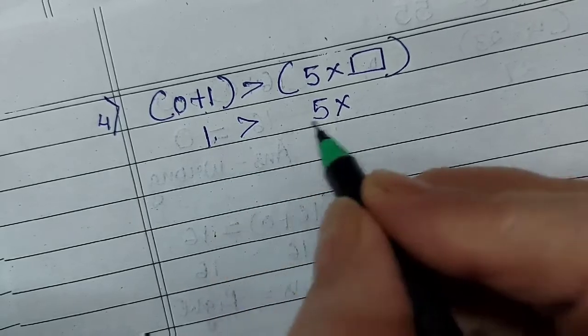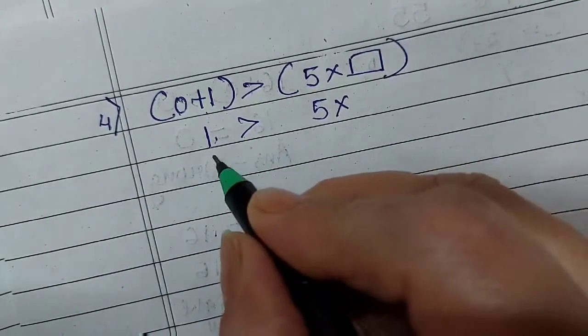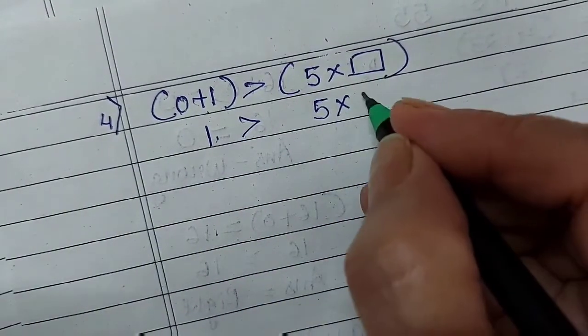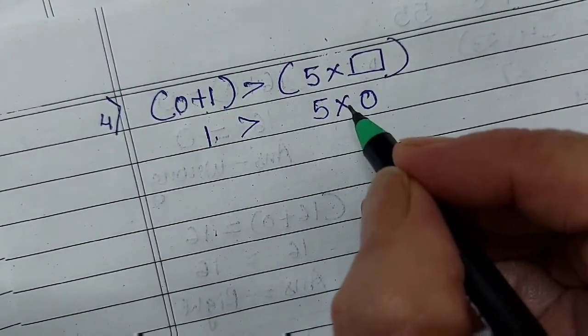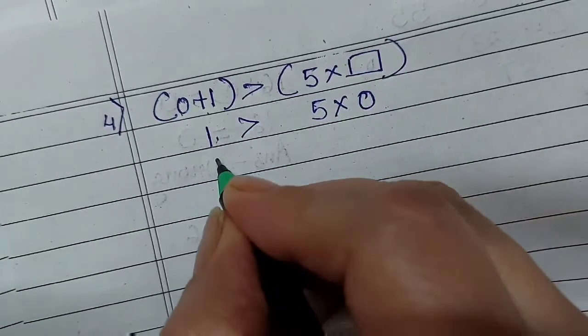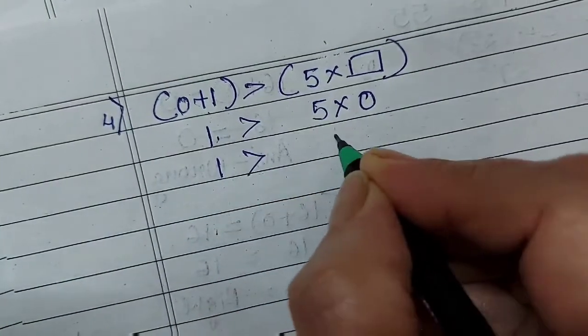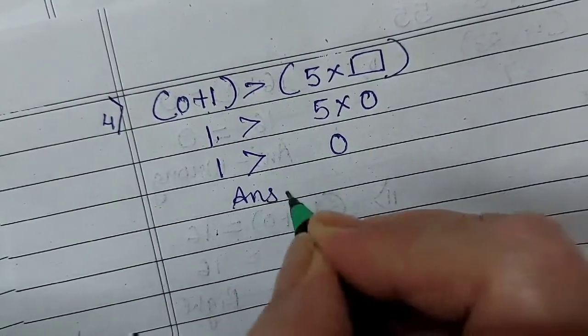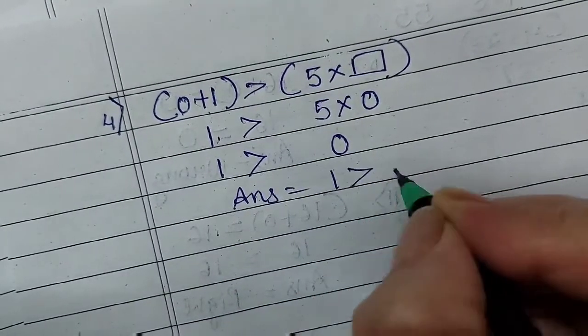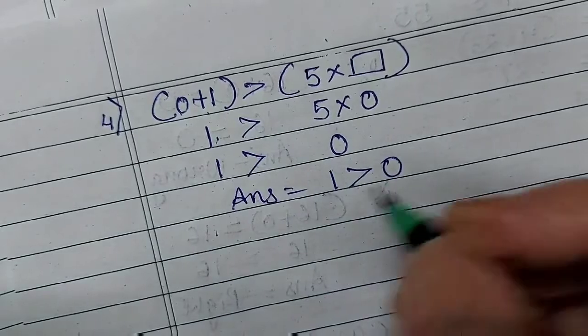So here you are getting 1. This number is 1. Then here the answer should be less than 1. That means it should be 0. So here you have to write 0. You know, any number multiplied with 0 is 0. So here will be 1 greater than 0. 5 zeros are 0. So the answer will be 1 greater than 0.